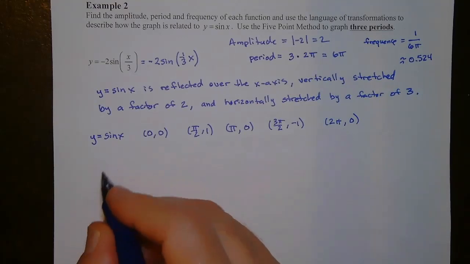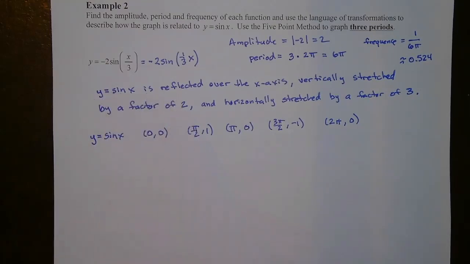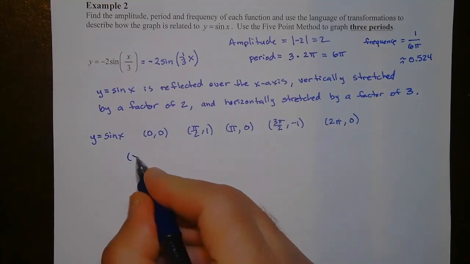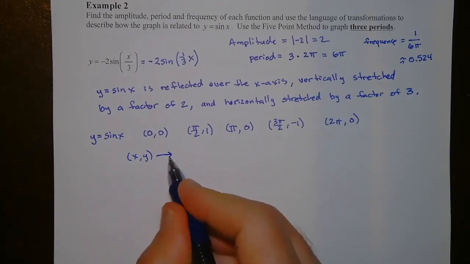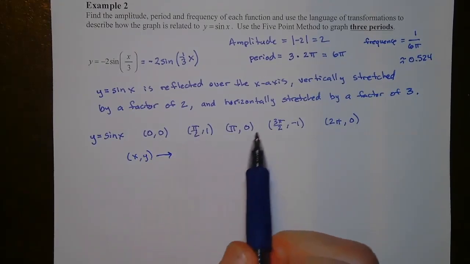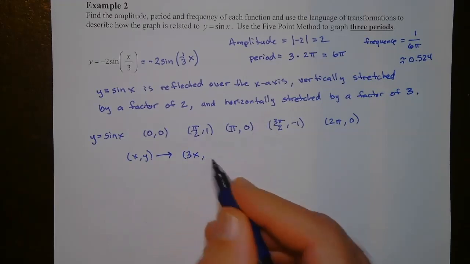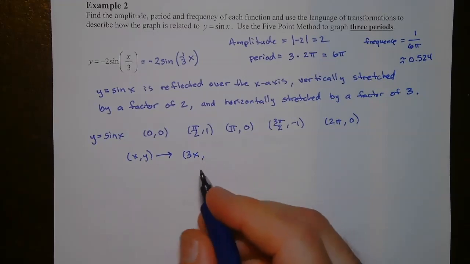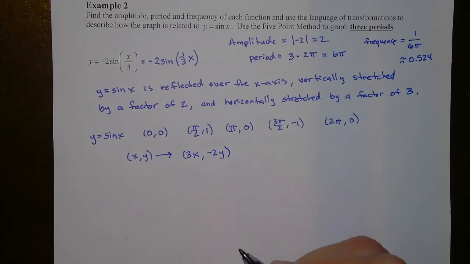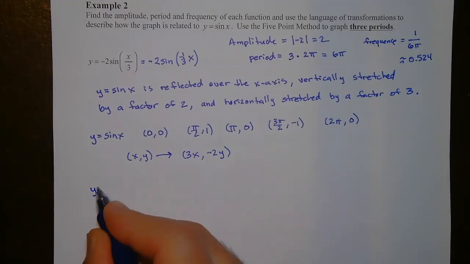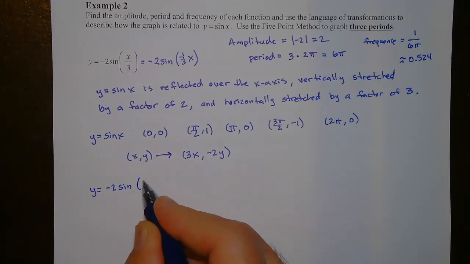All right, so now we're going to graph y equals -2 sine of 1/3 x. So what does that mean? We're going to take the x and y coordinates on y equals sine x, and what we're going to do to that is multiply the x's by 3. So this would be 3 times x, comma, and what are we going to do to the y's? We're going to multiply the y's by -2. So it'd be -2 times y. So that means y equals -2 sine of 1/3 x, or x over 3.